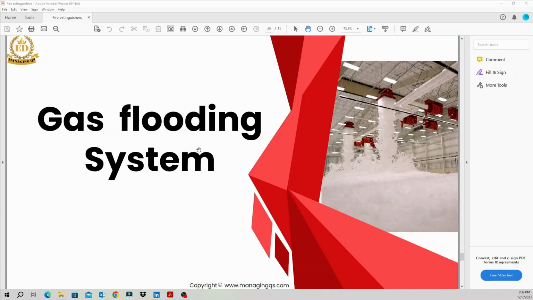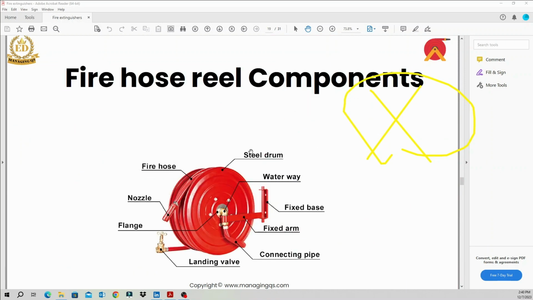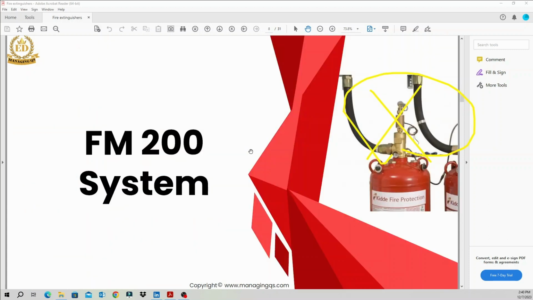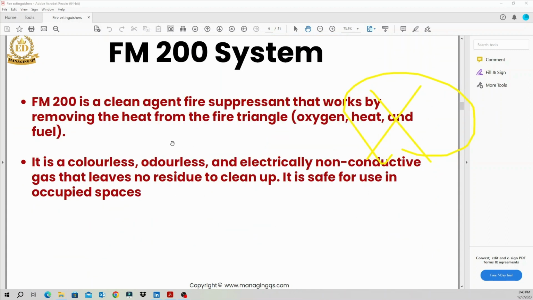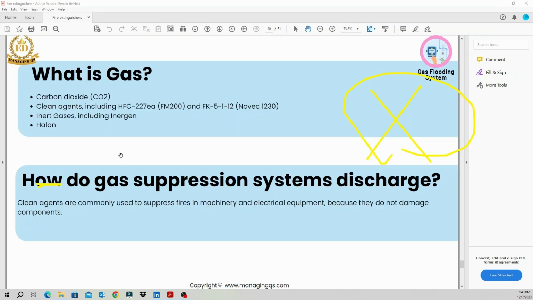The next one is the gas flooding system. We discussed the first one, the FM200 system, which is also like a gas flooding system. The gas flooding system is like the FM200 system. You can see many types of gases are applicable through the system, such as the CO2 gas suppression system, and we can use these gases also. So just imagine these are the gases we are going to use for this system.